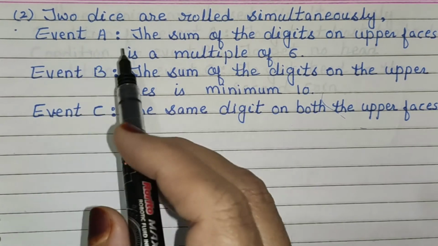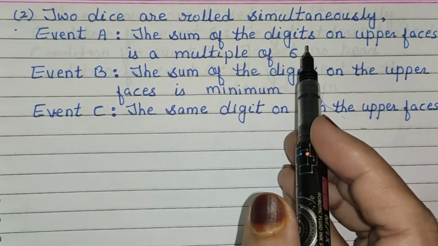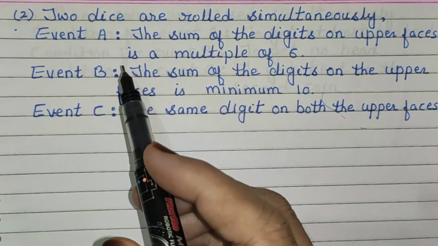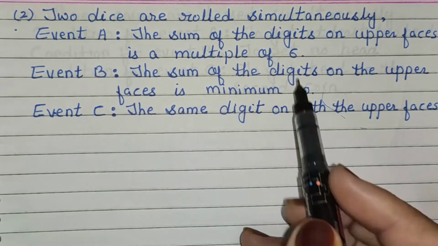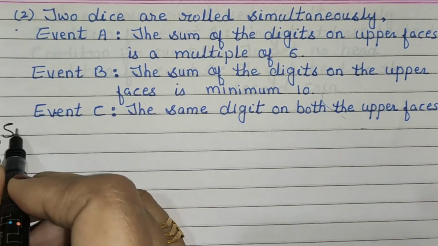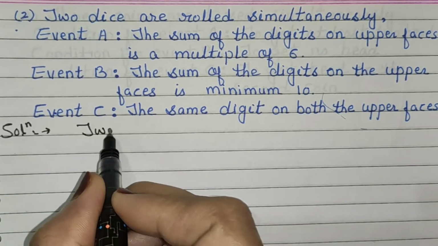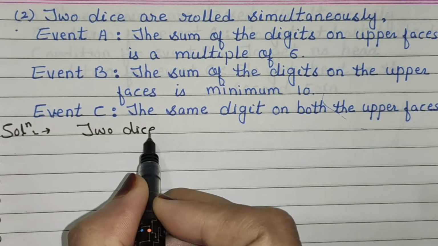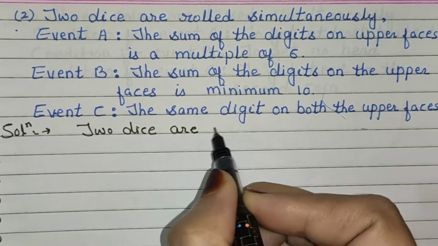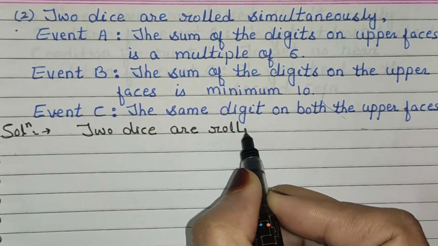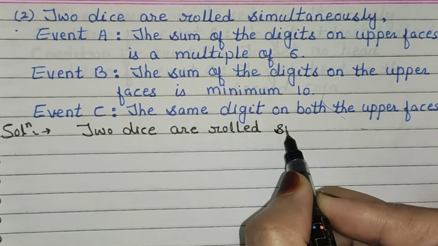Second question is, 2 dice are rolled simultaneously and the conditions for the events A, B and C are given here. Write down the solution. 2 dice are rolled simultaneously.